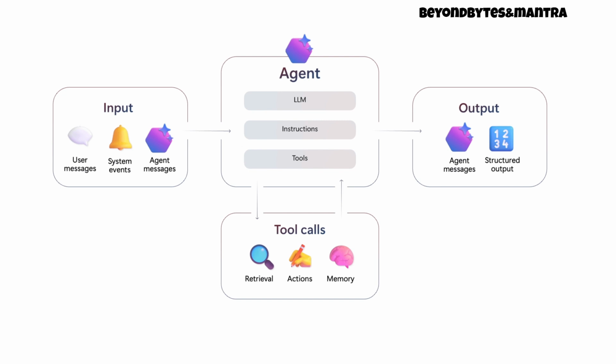Input can be a user message, in terms of asking a question or getting answers, or system events like a user logging in or a user checking a certain message, or agent messages where agents intercommunicate. And the output is an agent message, or structured or unstructured output, or documents which might be required. With a lot of multimodal LLMs now, you can have image, sound, or video-based outputs also.